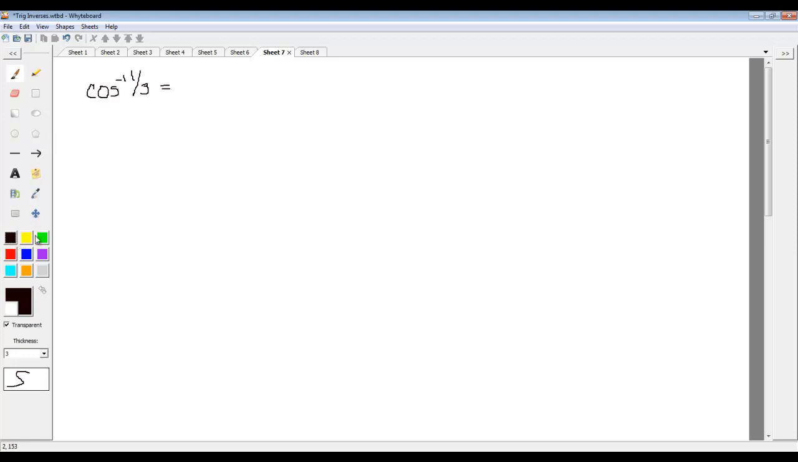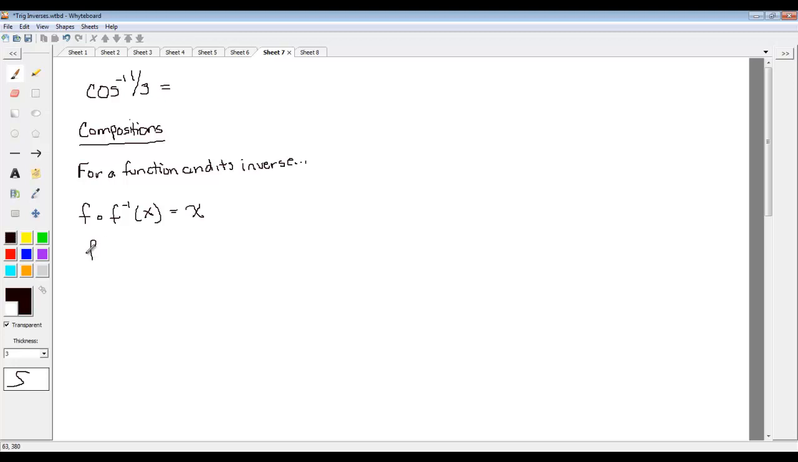Alright, now some other situations you could face too. You could end up dealing with compositions of functions. You know, if you're dealing with a function and its inverse, you do the composition of a function and its inverse, and it will equal x. Another way of writing that, you might have seen it written like this instead in the past. Basically, if you plug x into the inverse and then get an answer, and then plug that answer into the function, you'll get back x.